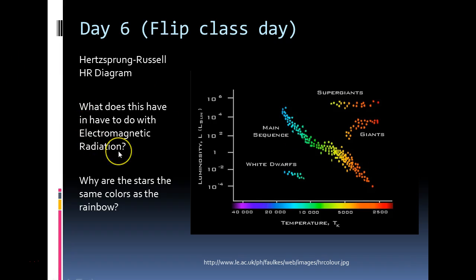What does this diagram have to do with electromagnetic radiation? And why are the stars the same colors as a rainbow? Be prepared to answer these questions at the beginning of class.